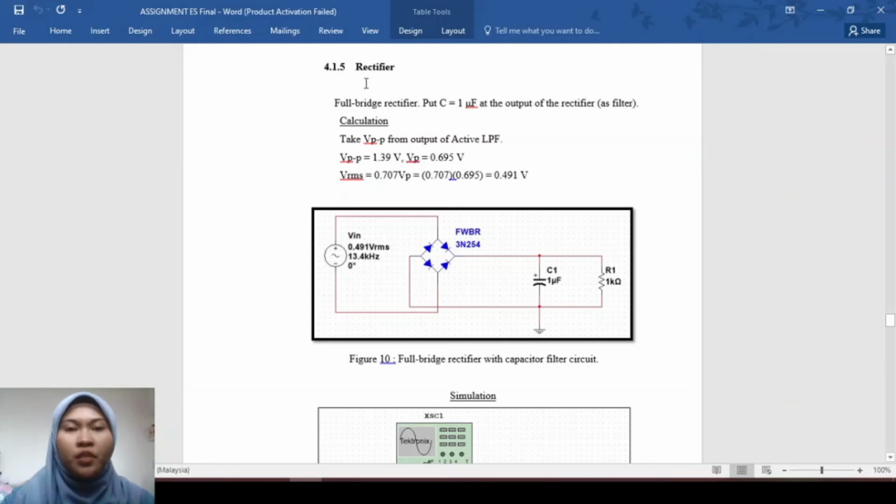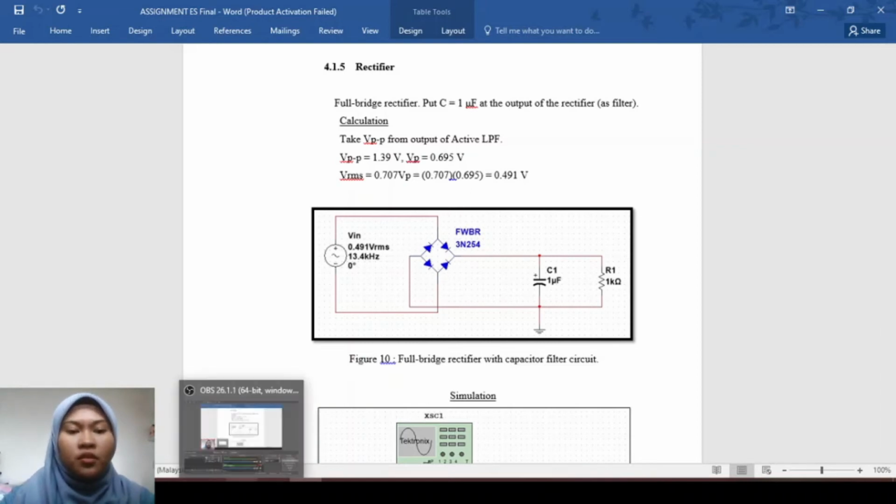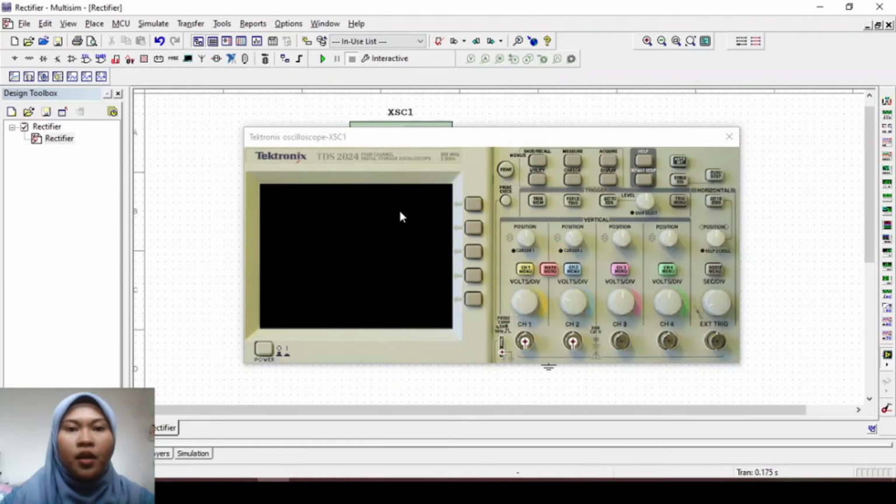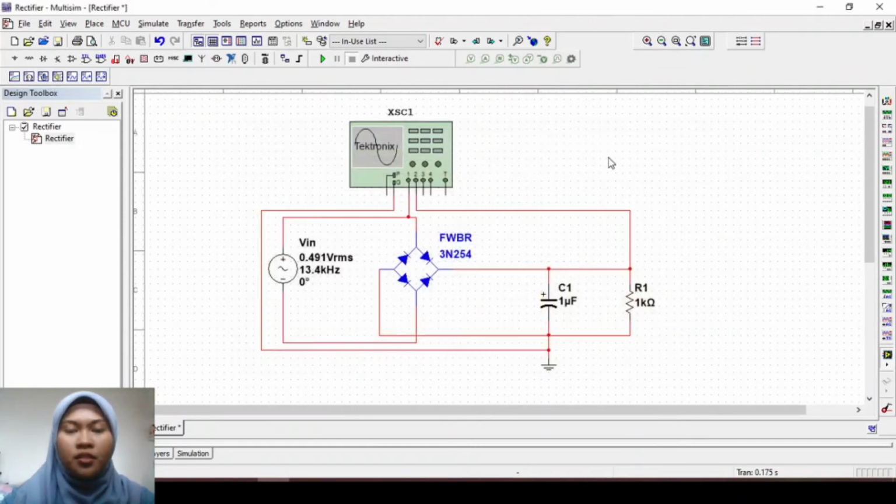For this part, we have been asked to use the full bridge rectifier and add one capacitor to act as a filter. With some calculation, we want to get the VRMS value to use in the Multisim simulation. The capacitor is connected in parallel with the load across the full wave bridge. And here's the circuit. This capacitor converts the full wave rippled output voltage of the rectifier into a smoother DC output voltage.